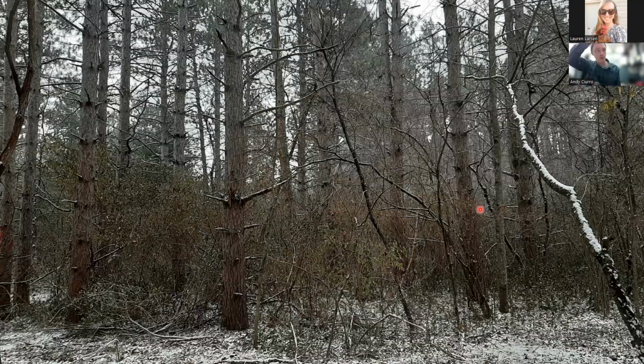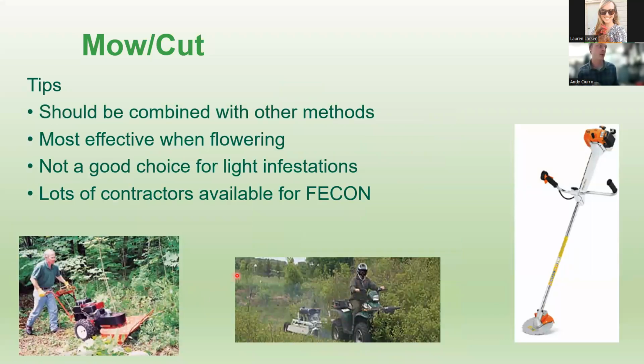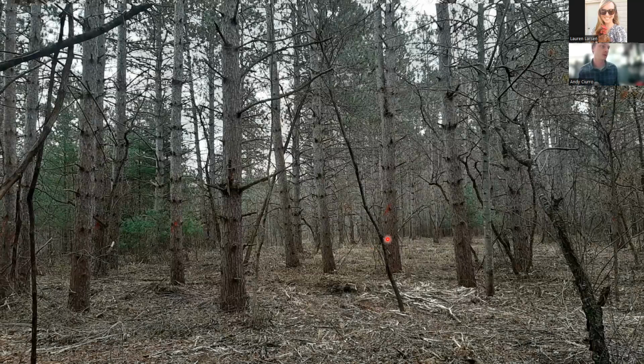So again, with the mowing, great first step. Here is some work we did at Willow River State Park. This is all buckthorn and honeysuckle and prickly ash. And we went in, I'm going backwards, with this Fecon mower, and went around the trees, and this is what it looked like afterwards. So it does a really great job of getting it down to the ground. And this is just one of those situations where we just had to do something, right?